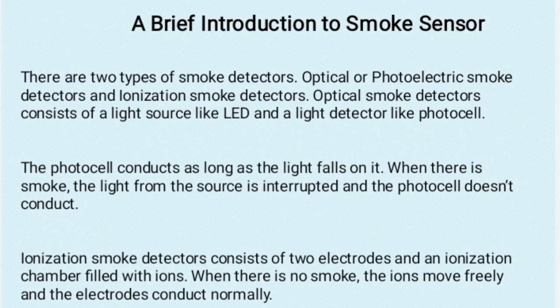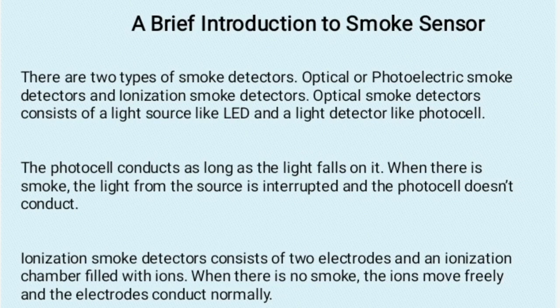Now we'll see a brief introduction to the smoke sensor. There are two types of smoke detectors: optical or photoelectric smoke detectors, and ionization smoke detectors. Optical smoke detectors consist of a light source like an LED and a light detector like a photocell. The photocell conducts as long as light falls on it. When there is smoke, the light from the source is interrupted and the photocell doesn't conduct.